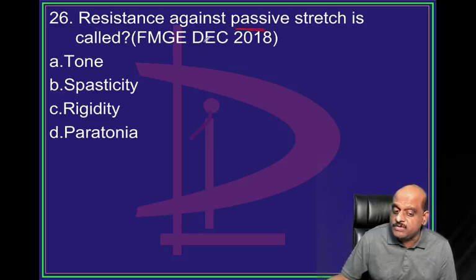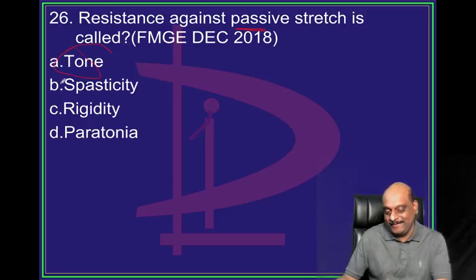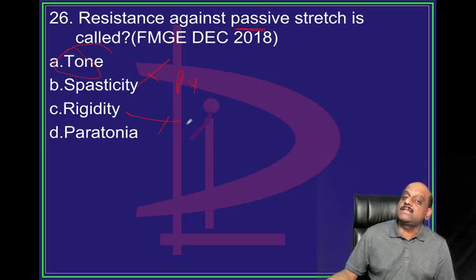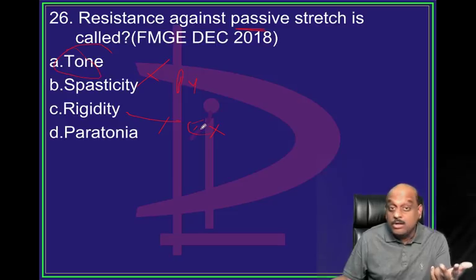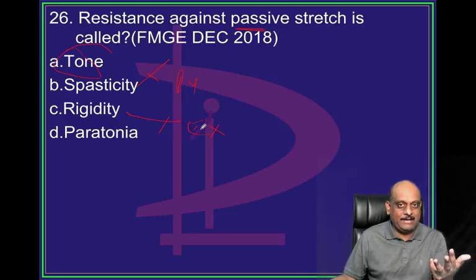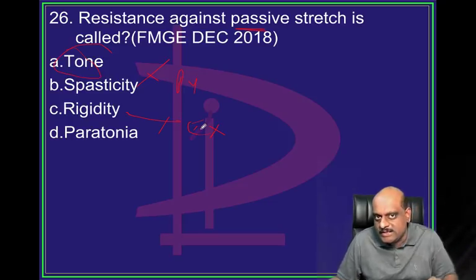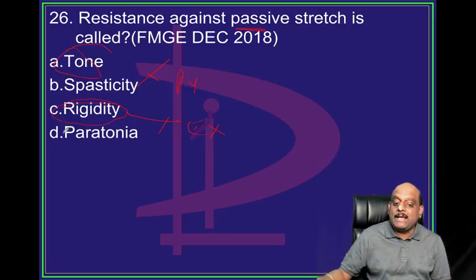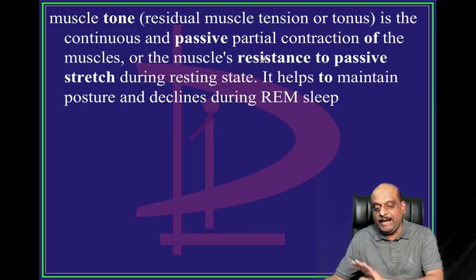Resistance against the passive stretch. Passive stretch is called tone. Spasticity is a sign of pyramidal tract lesions. Rigidity is a sign of extrapyramidal. What are extrapyramidal? Vestibulospinal, reticulospinal, rubrospinal, tectospinal. They are all called extrapyramidal. So any lesion in the basal ganglia or all these extrapyramidal tracts will lead to rigidity, where there is a resistance throughout the motion. Spasticity में क्या होता? Clasp knife resistance is what you need to understand.